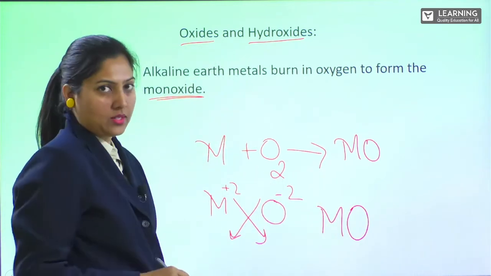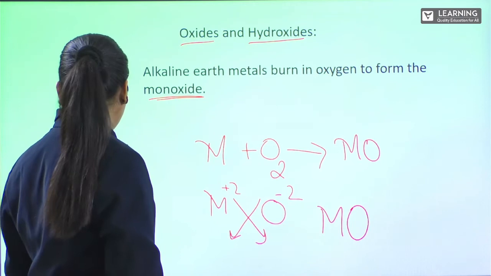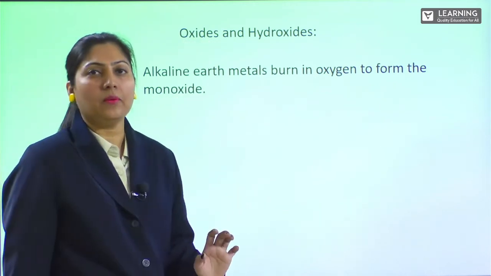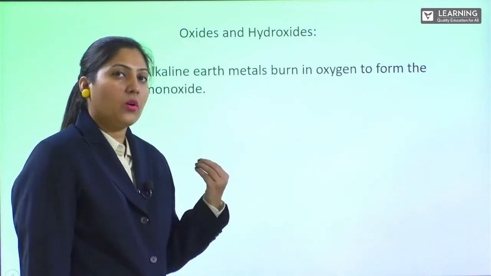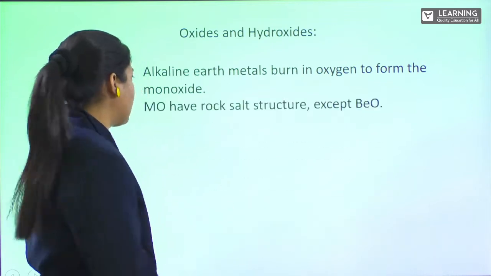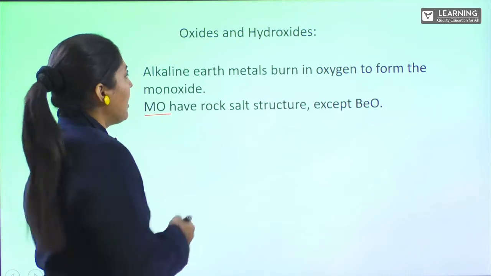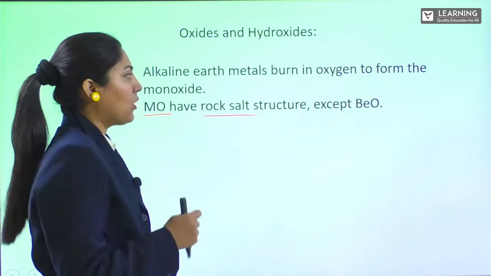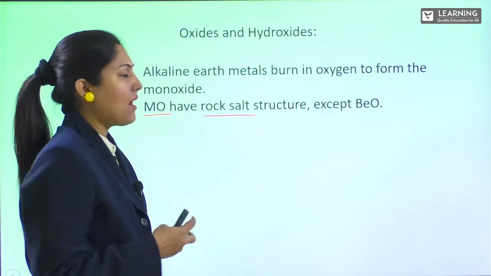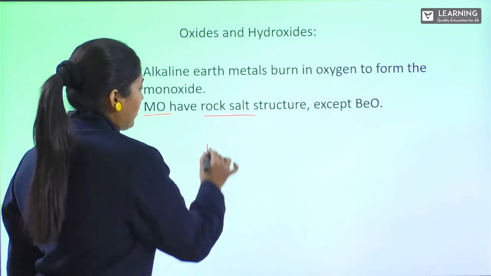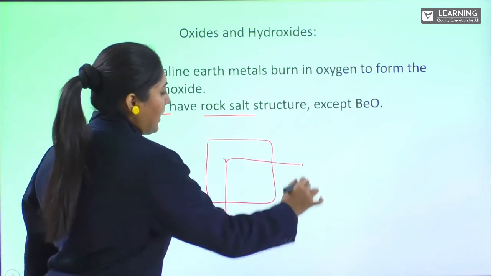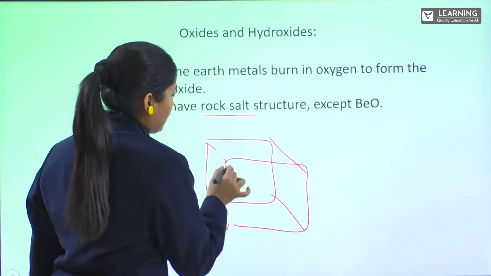They form monoxides, whereas the first group elements form dioxides, peroxides or superoxides. These monoxides of alkaline earth metals are found as rock salt structures. They will have the structure of rock salt. I have shown you how the rock salt structure looks. It is cuboidal in shape, right?